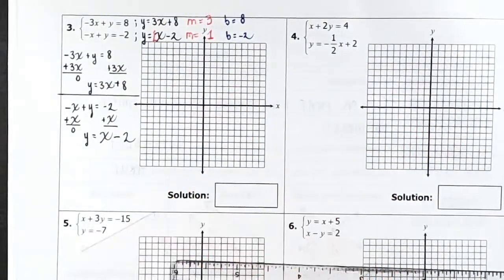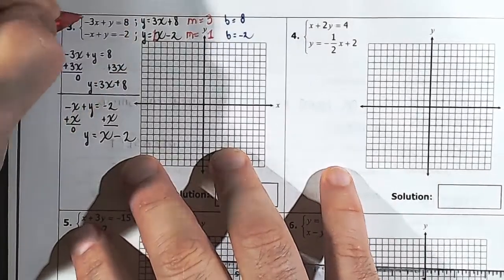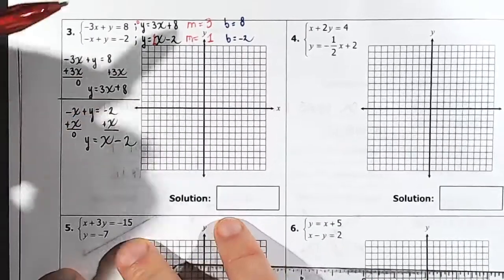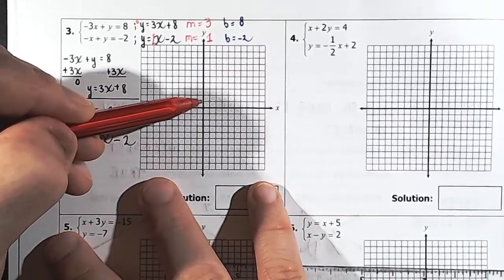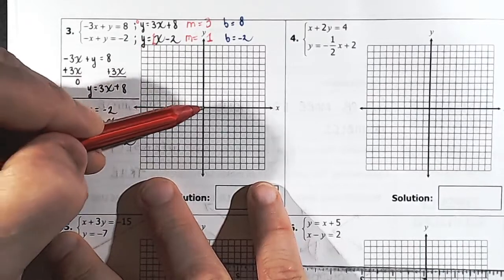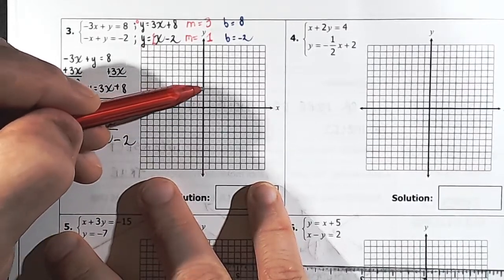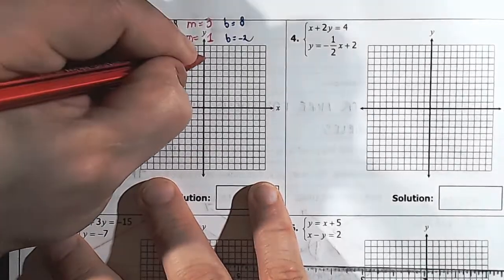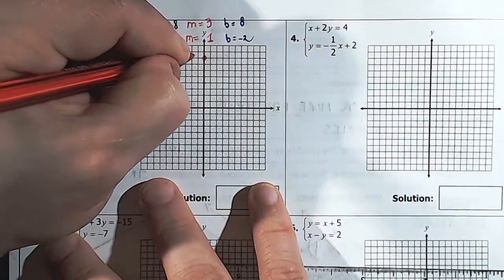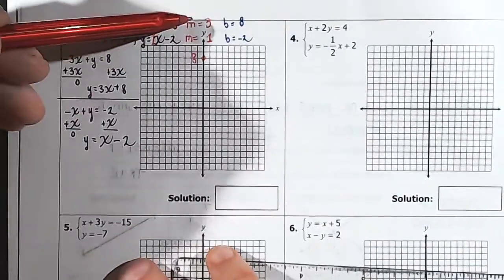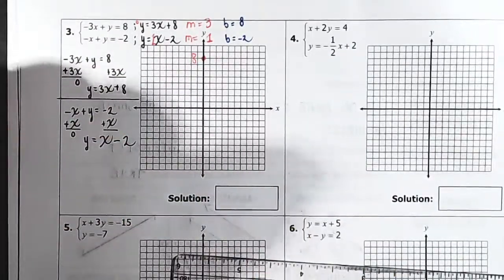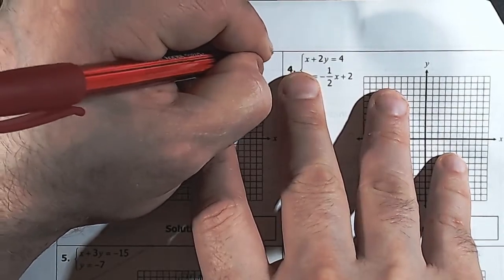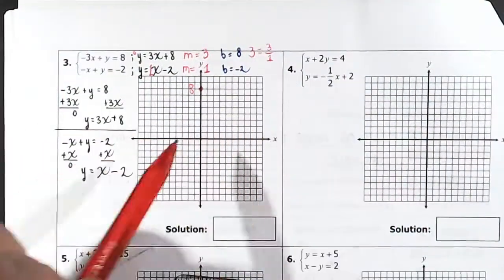Now, let's do the same thing we did before. I'm going to graph the first equation in red, and I'll start by going to 8 on the y-axis. So again, we'll assume that each one of these lines is 1, starting at the origin, up 1, 2, 3, 4, 5, 6, 7, 8. Okay, right there is 8. And now I have to use my slope, which is 3 over 1. Remember that 3 equals 3 over 1. So you rise 3 and you run 1.